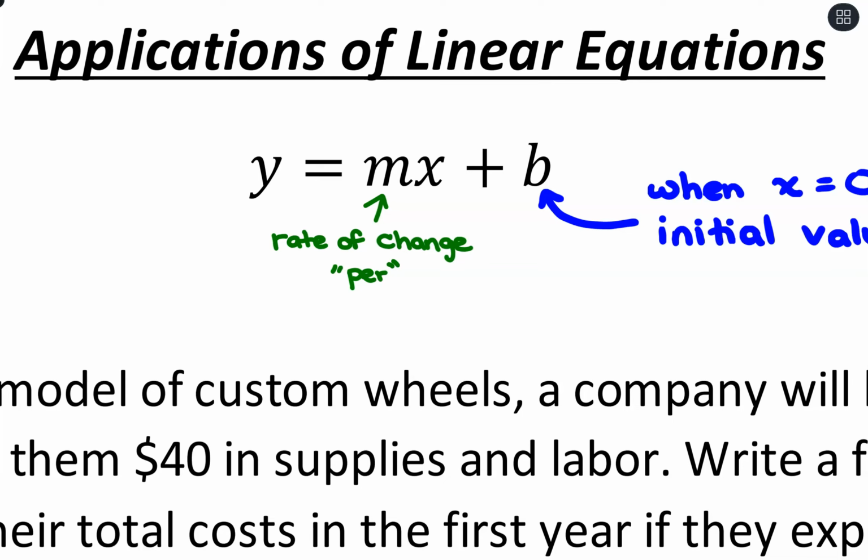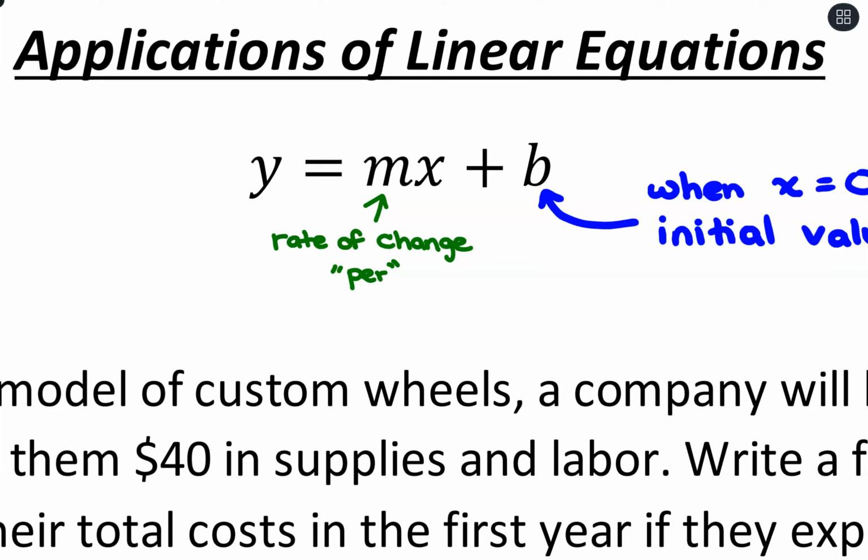So let's see some different cases here and how we can relate them to our y equals mx plus b form. So to start producing a new model of custom wheels, a company will have to purchase $30,000 in new equipment. Each wheel made costs them $40 in supplies and labor. Write a formula for the total cost T of producing Q wheels. What will be their total cost in the first year if they expect to sell 240 wheels?